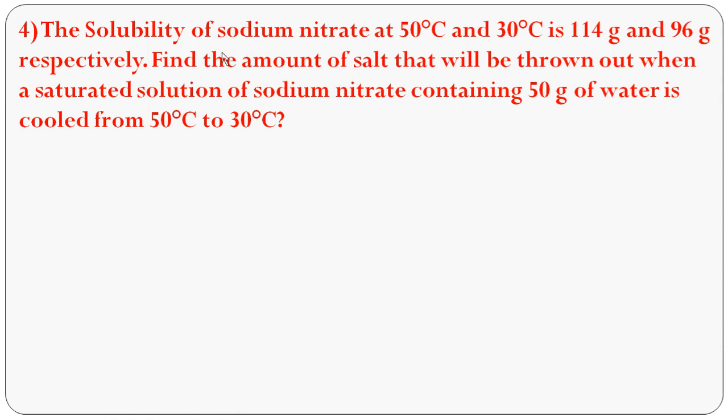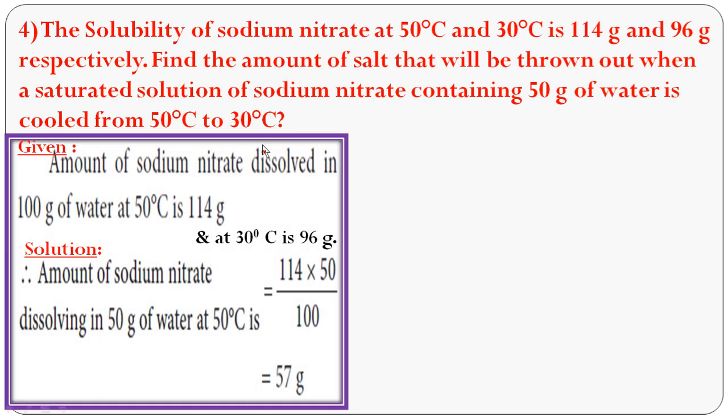The solubility of sodium nitrate. Solubility means 100 gram. Solubility of sodium nitrate at 50 degrees Celsius and 30 degrees Celsius is 114 gram and 96 gram respectively. This is given. Find the amount of salt. Amount means you have to find the mass of the solute that will be thrown out when a saturated solution of sodium nitrate containing 50 gram of water is cooled from 50 degrees Celsius to 30 degrees Celsius.